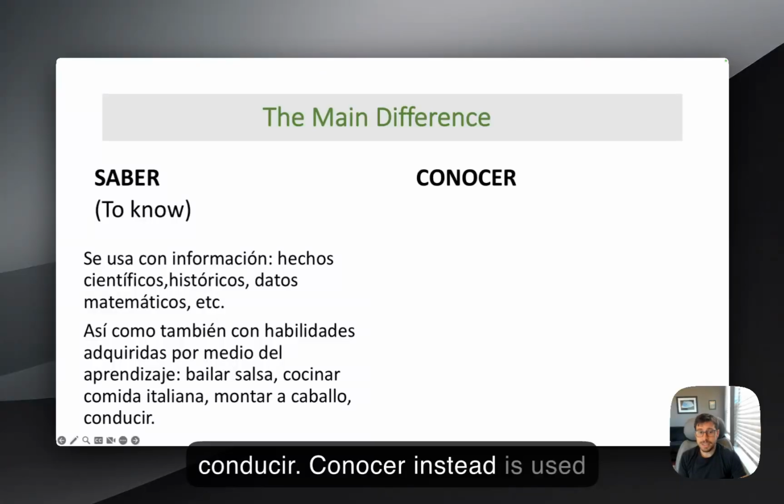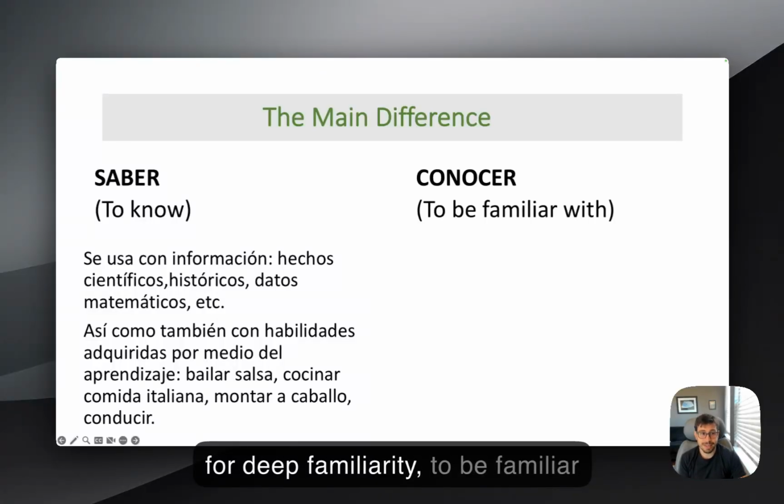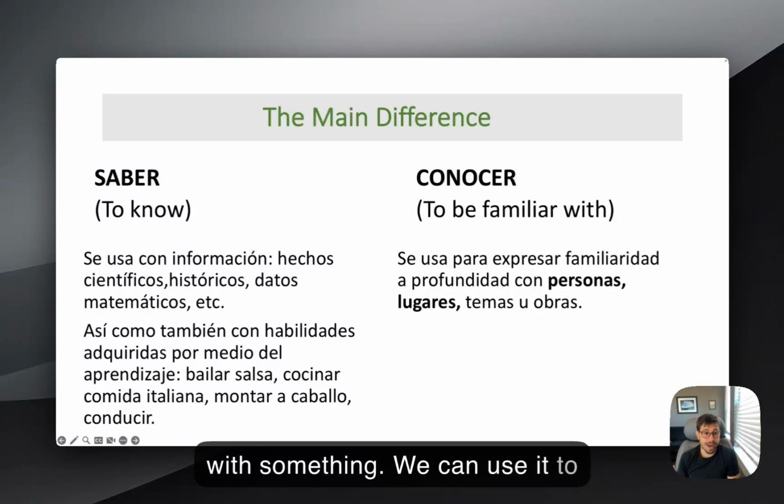Conocer instead is used for deep familiarity, to be familiar with something. We can use it to express this familiarity with people, places, topics, artistic works. So it means that you have a personal experience with those topics.